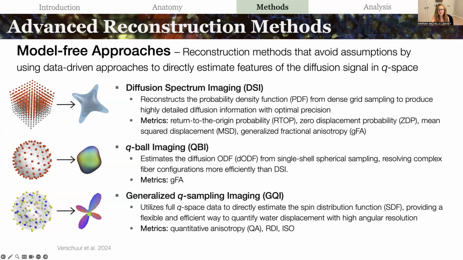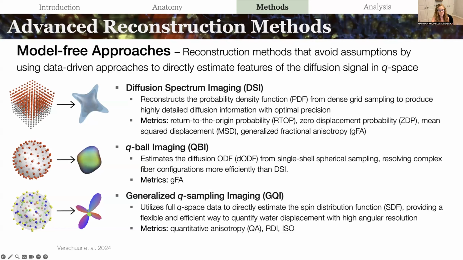The SDF captures free, restricted, and anisotropic diffusion contributions within a voxel, and quantitative metrics can be extracted for each, including quantitative anisotropy, or QA, restricted diffusion imaging, RDI, and ISO, which is the isotropic component. And each of these reflect the density of anisotropic, restricted, and isotropic diffusion, respectively.